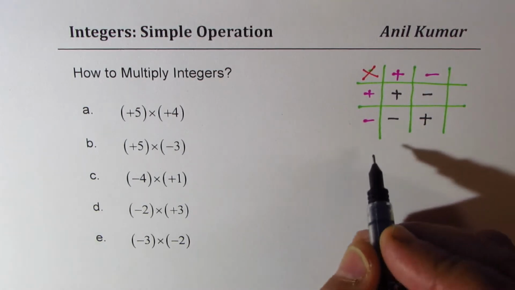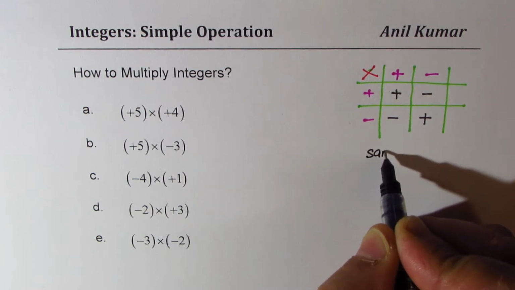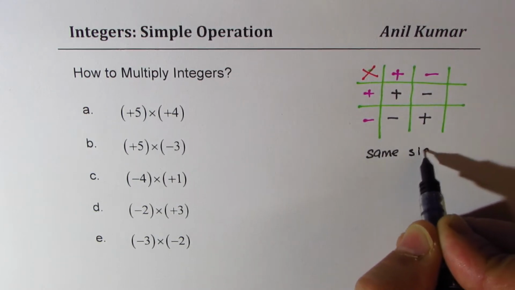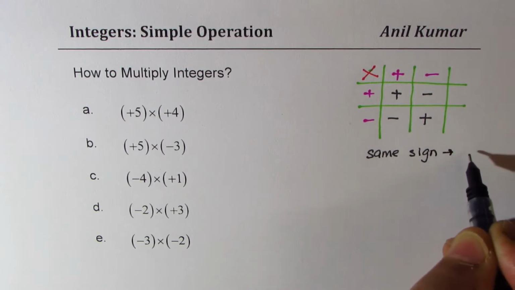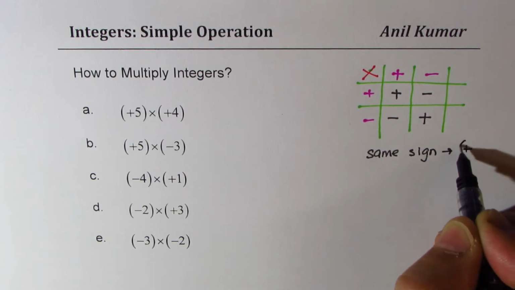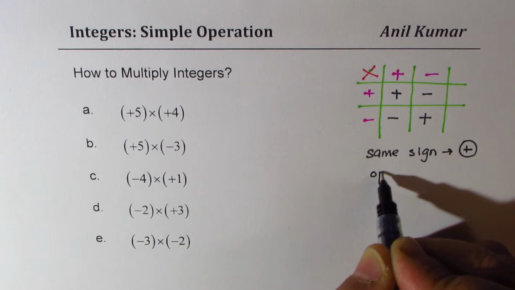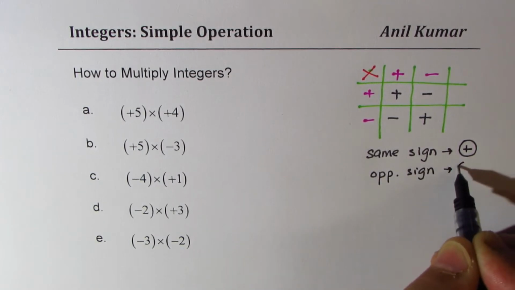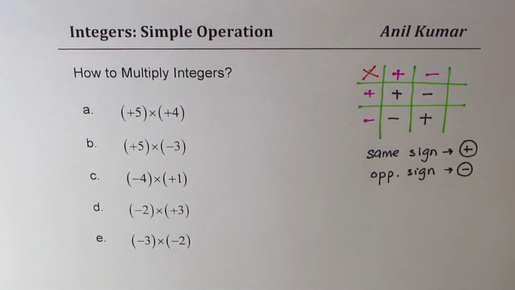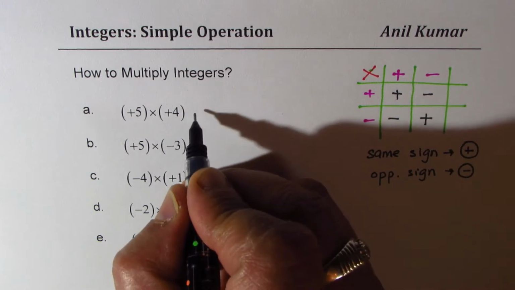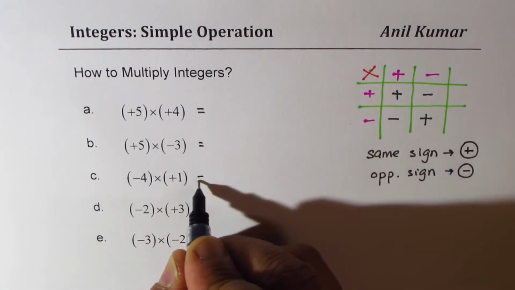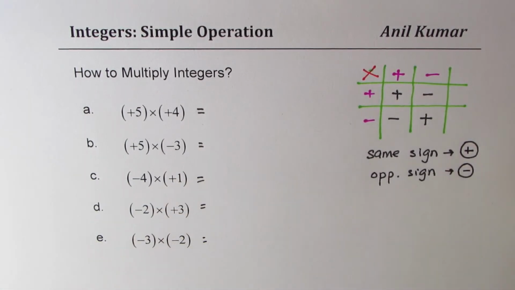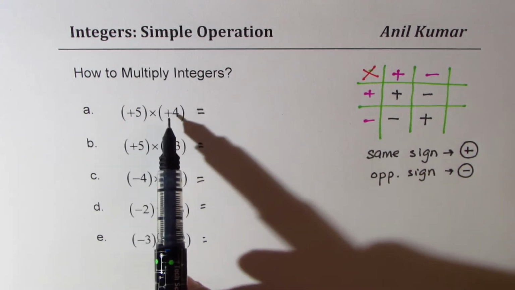So what you have to remember is, same sign means you get positive. Opposite sign means you get negative. You get an idea, correct? So that is the key. So we are going to answer all these questions with the help of a very simple concept which you have just seen. So first, let us look into the sign.